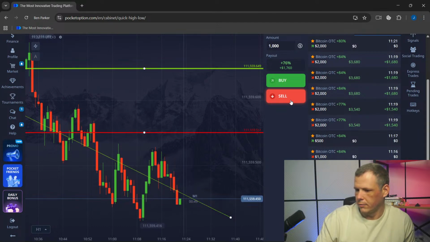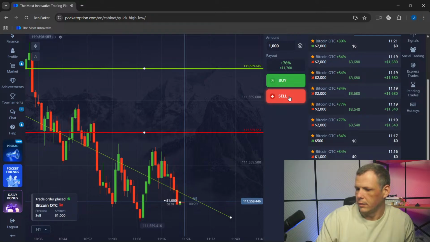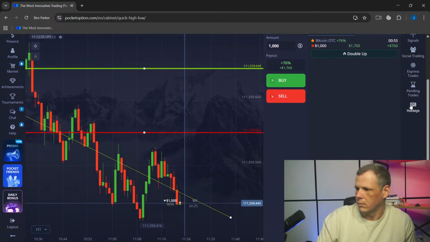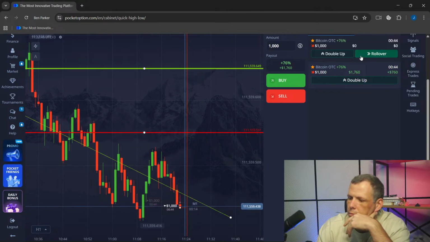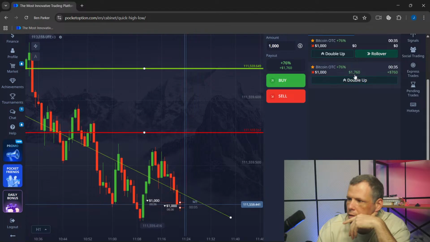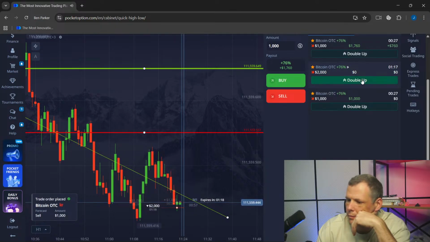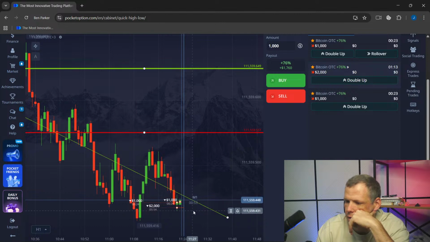Let's see what this candle is going to do. I think it's going to go south, to be honest. Get ready to double up on this. She's going down. Didn't confirm. Oh man, they gave me the wrong one. Okay.